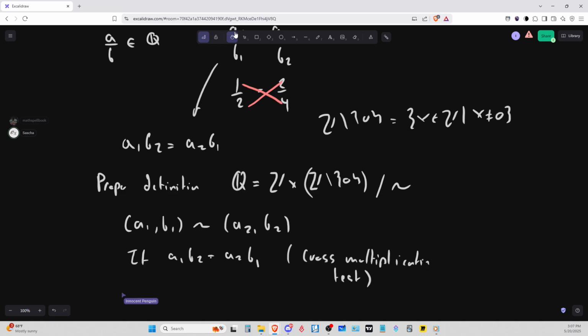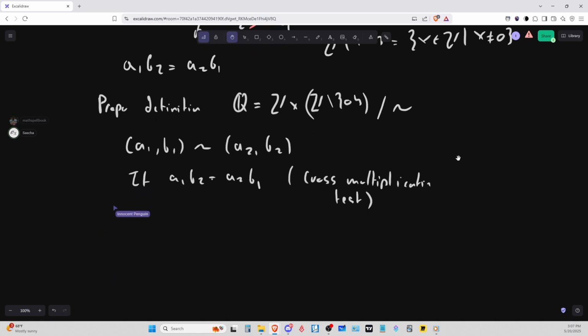And I will not spend too much time on that, but we can show that this is an equivalence relation.